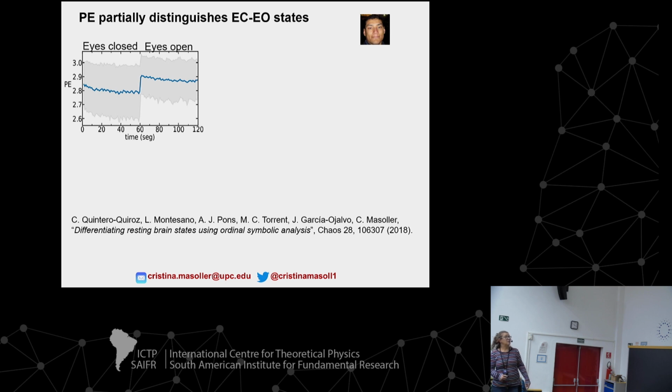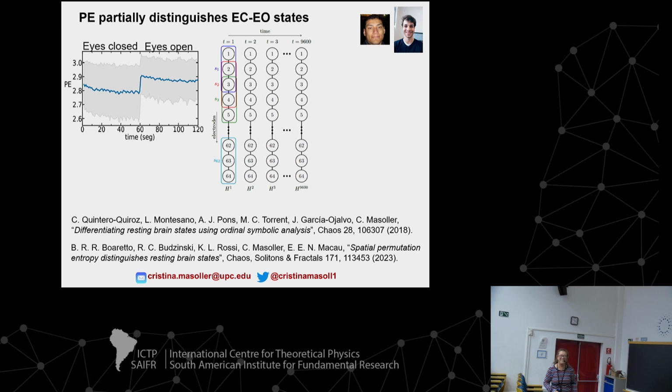And Carlos Quintero, in collaboration with other people in our group, did this analysis and found that the entropy is lower, essentially. This is the data set of 1 minute and 1 minute, and the entropy is lower, but doesn't allow complete separation. So a few months ago, we discussed this with Bruno. Bruno improved this by computing the entropy in a different way.